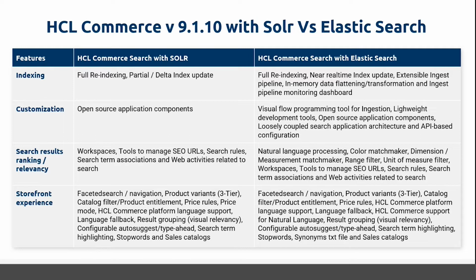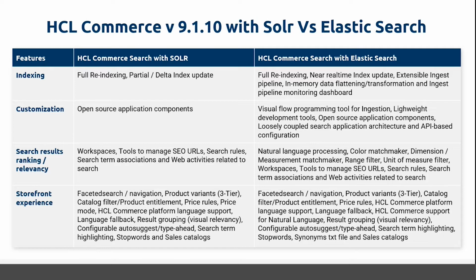In storefront experience, there is not much of a difference. Solar search supports faceted search navigation, product variants, catalog filter, product entitlement, price rules, price mode, HCL Commerce Platform language support, language fallback, result regrouping, configurable auto suggest and type ahead, search term highlighting, stop words, and sales catalog.